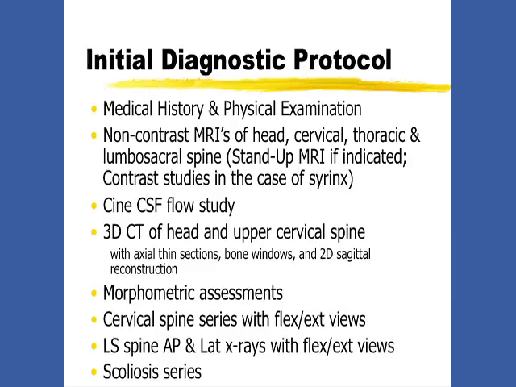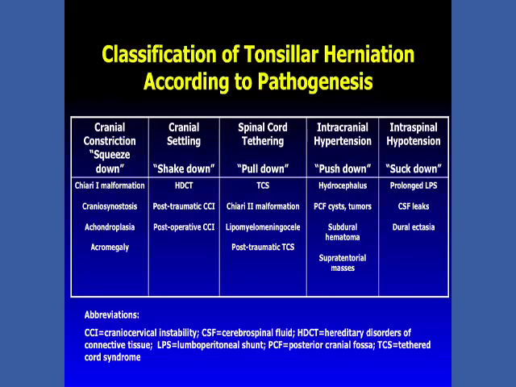So we've tried to look and really come down to assessing the cranial-cervical junction in a mechanistic way to look at the major effects physiologically that can occur, such as the squeeze-down effect, which is the traditional Chiari, shakedown, which is the patients with connective tissue disorder, pull-down in the case of tethering of the cord from below, intracranial hypertension or a push-down mechanism from hydrocephalus, arachnoid cysts, tumors, and the like, which are particularly rare, and rarer still cases of intraspinal hypotension and CSF leakage.